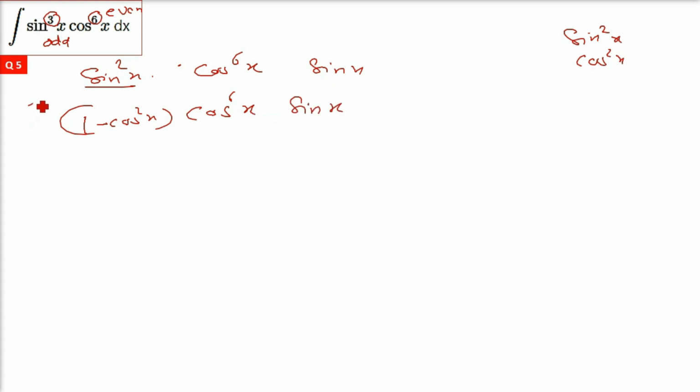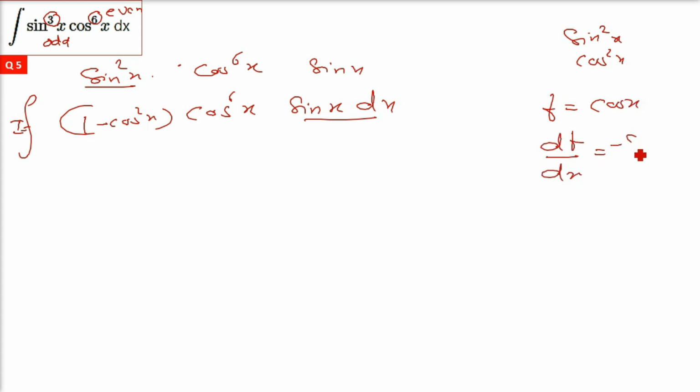See, only sin x, this cos x putting t, you will get sin x dx. And that is the whole idea of this question. Other things are just algebra. So t equals cos x, dt by dx will give you negative sin x. So sin x dx is negative dt. So this negative dt will come here outside.